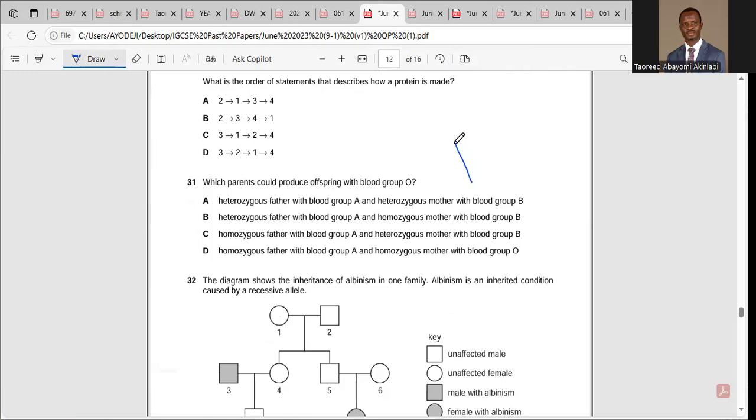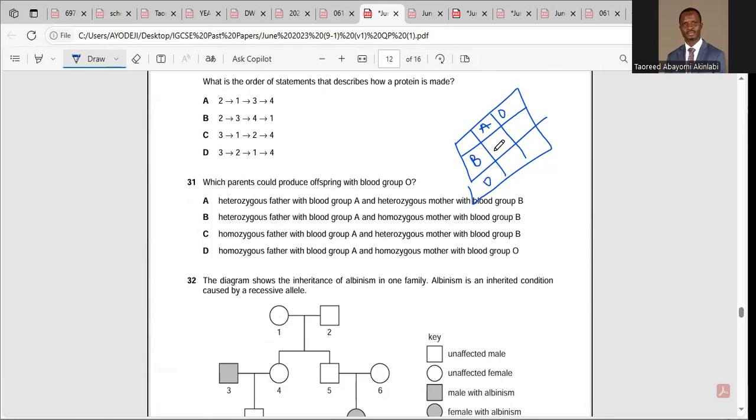If you cross these two together, I'm trying to use a Punnett square to make it easier here. If you have the father, that is A, that means it will be AO. And we have the mother, which is B, and that will be BO.